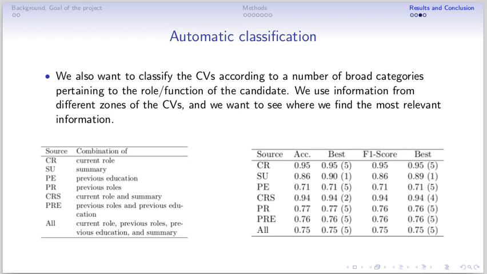In this slide, you see the results. On the left, the legend describes the zones that we have considered, and on the right, the results. It is easy to see that the current role section is the most informative, which could be sort of expected. Adding additional sections, for example, as you see in the CRS that combines current role and summary, or all. Adding this additional material does not help, and in fact, it lowers the results. Added zones taken alone also perform worse.